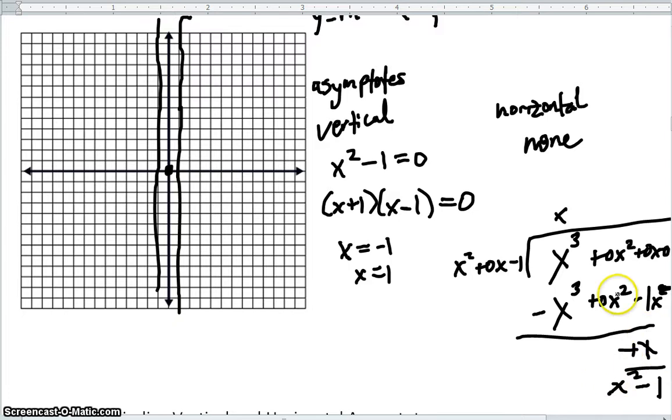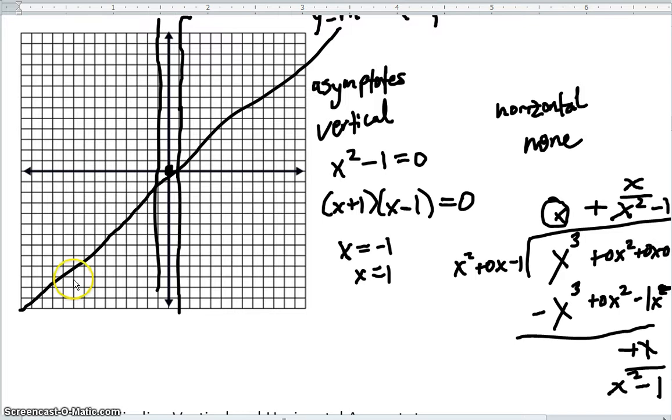So this here, what is left is what my slant asymptote is. So this right here is my slant asymptote. So my graph tends to follow this as it gets bigger. That was a very terrible drawing of that line, but I'll try it again.